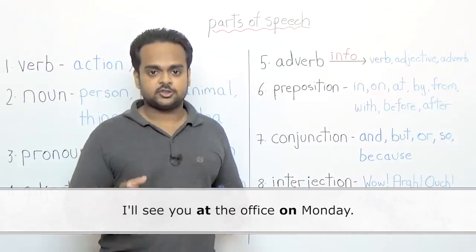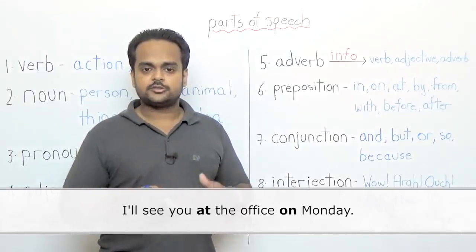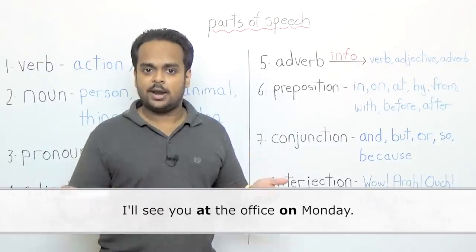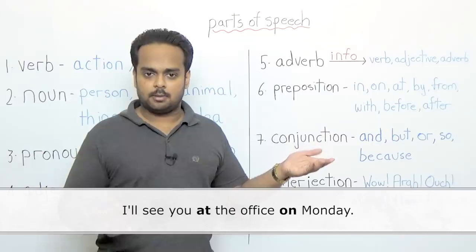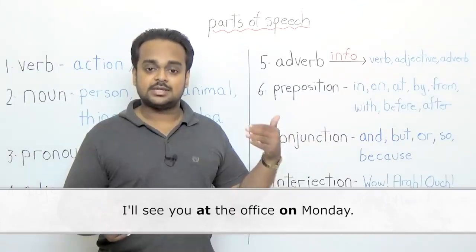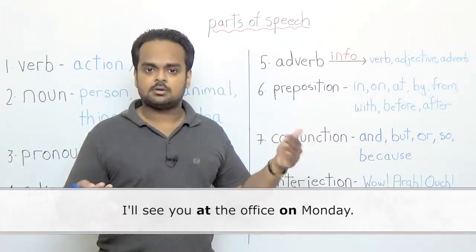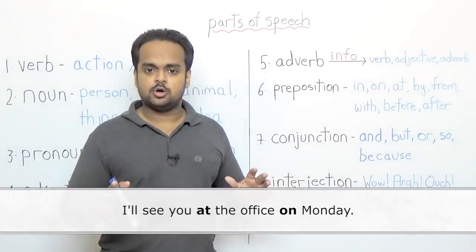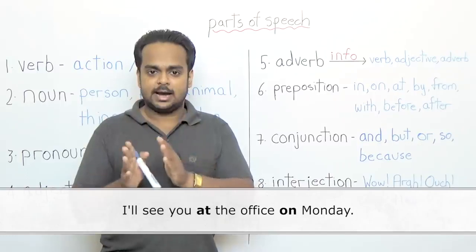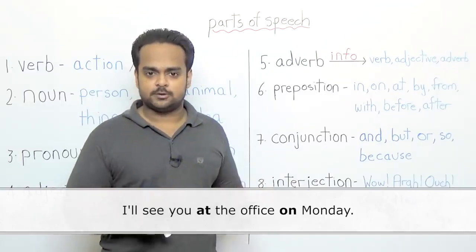The first preposition, at, shows us the place. Where? At the office. And the second preposition, on, shows us the time. When? On Monday. So that's what prepositions do. They help us to show relationships in time, place, and position.